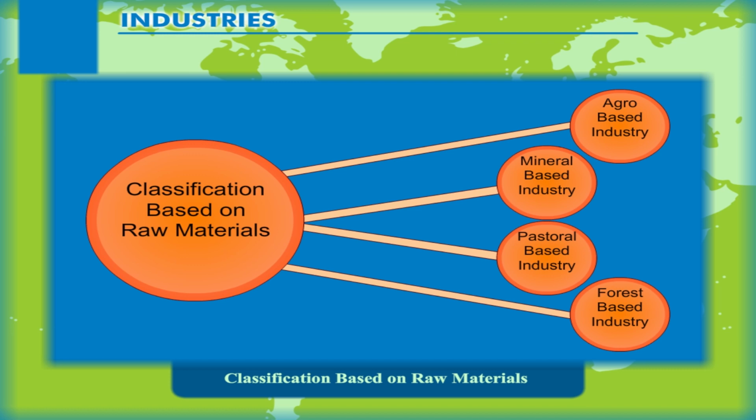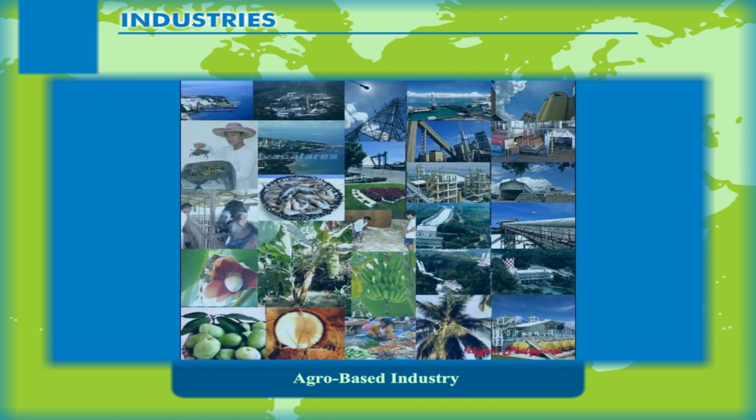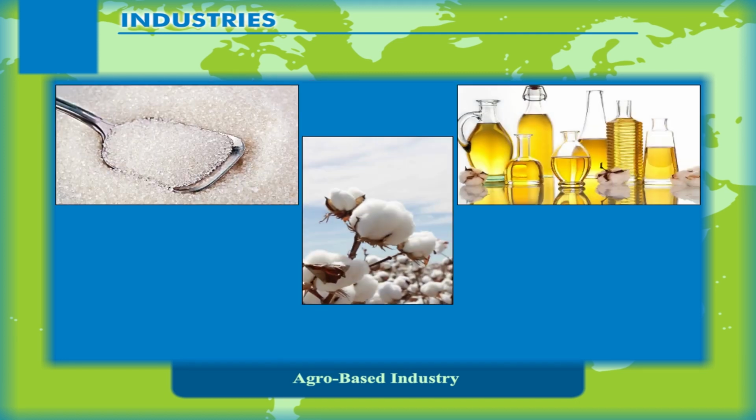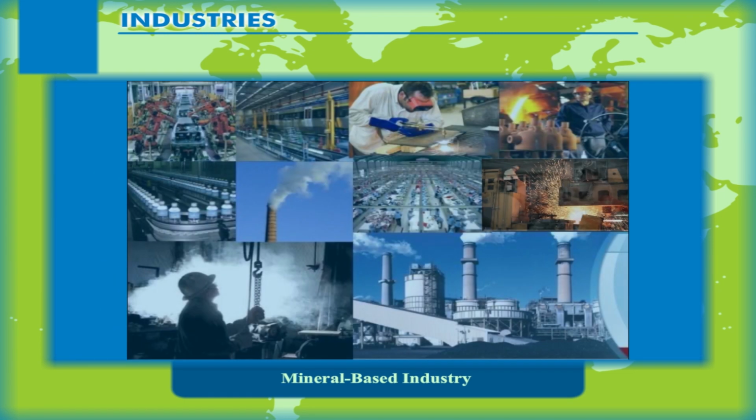Classification based on raw materials. Based on the raw materials used, industries can be classified into the following groups. Agro-based industry: all such industries which derive their raw materials from the agricultural sector, or in which agricultural produce is processed to make a final product for use. Examples are sugar, oil, cotton, jute, and textile industries.